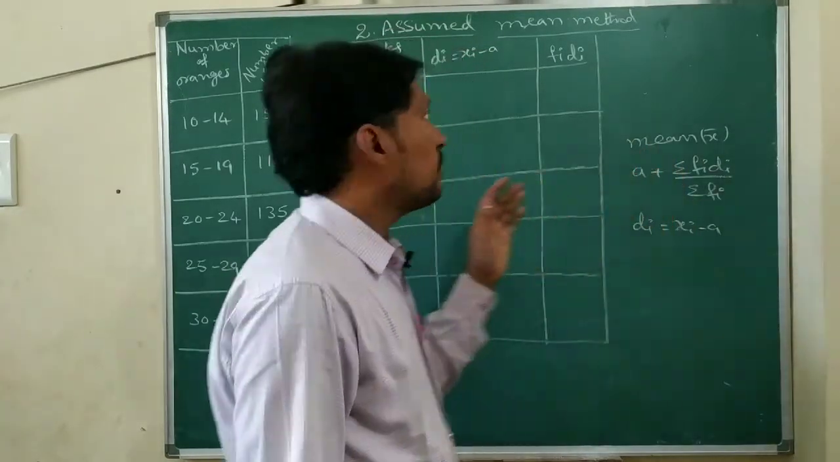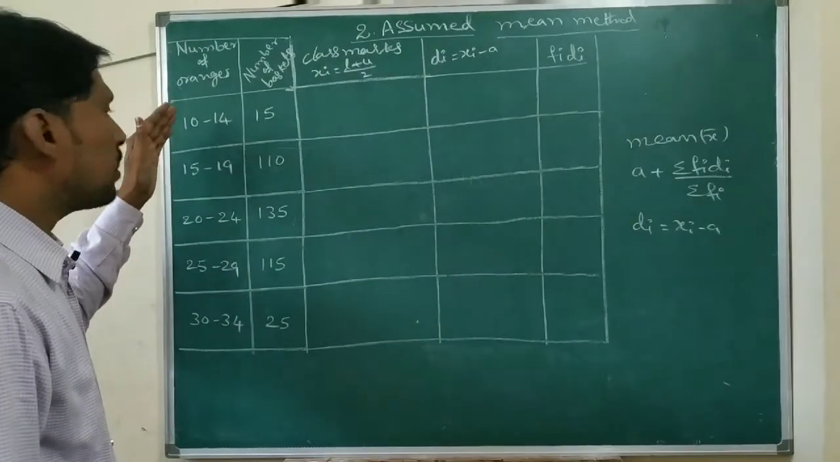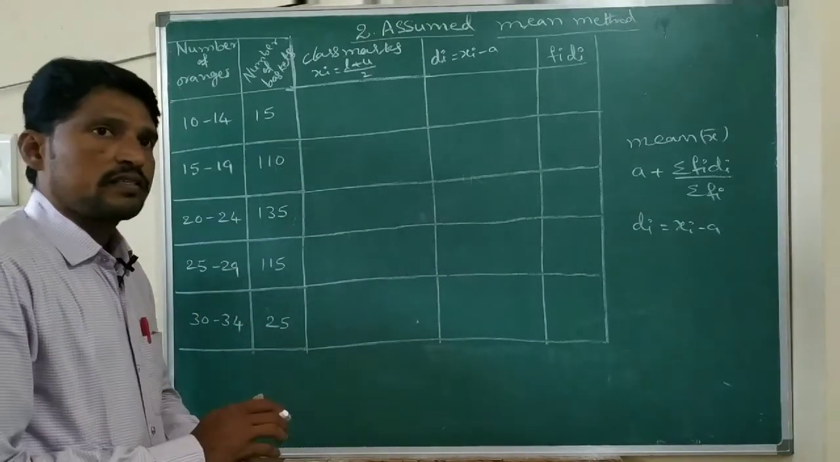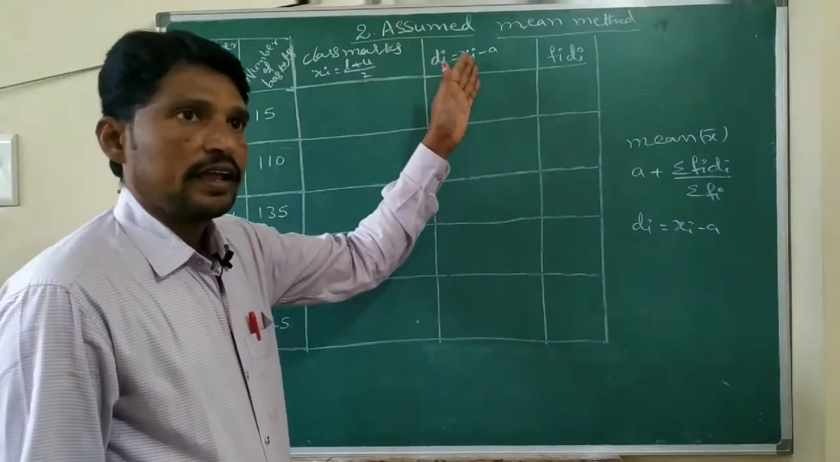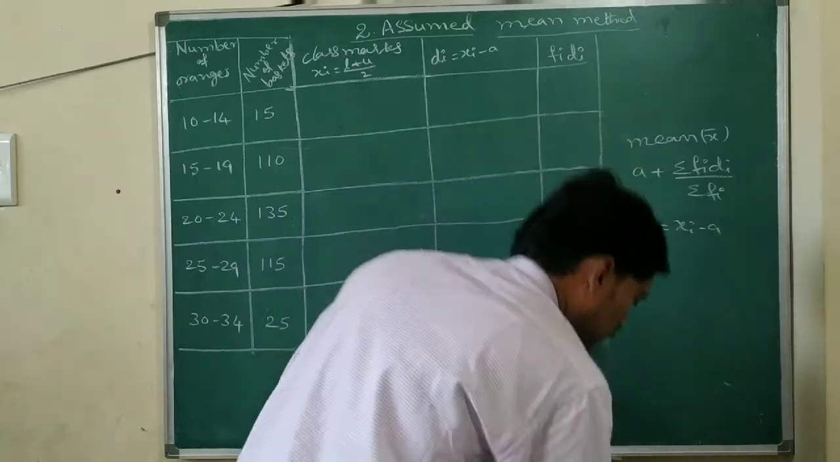Now in the table, number of oranges we are taking as class intervals, number of baskets is the frequency, class marks Xi equals (L plus U) by 2, Di equals Xi minus A, and Fi Di I took in the table.